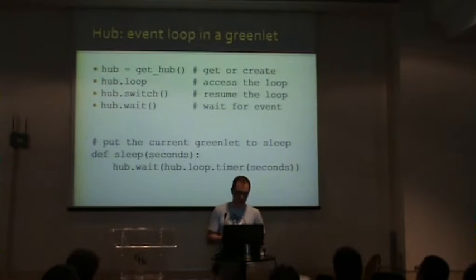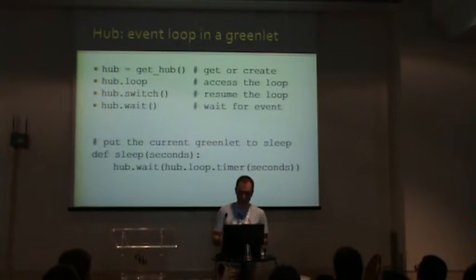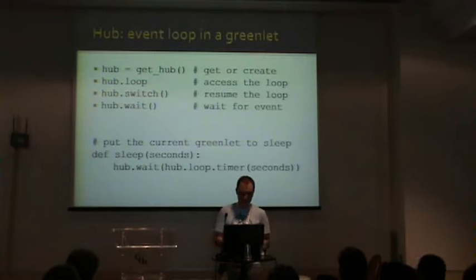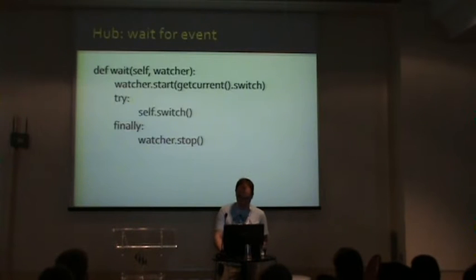The interesting method that the hub has is wait. Wait is a method that you pass a watcher to, and then it switches out the current Greenlet until that watcher has gotten the answers. For example, if you want to implement cooperative sleep, you just create a timer, initialize it with a number of seconds, call wait, and that gives you cooperative sleep. This makes the current Greenlet sleep for this number of seconds.